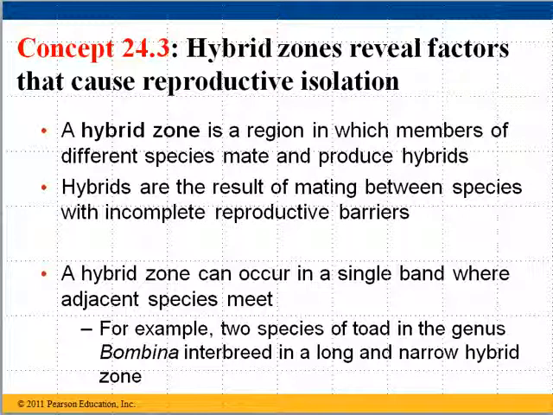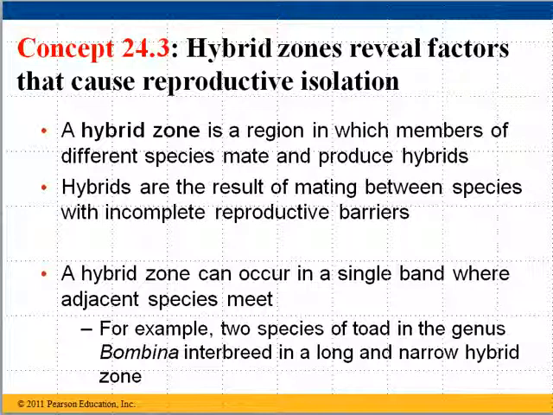So this means that there are barriers, and these are two separate species, but whatever that reproductive barrier is, whether it's biological or geographical, is not complete. So you have some overlapping portions here. This would be some of the gray areas that we were talking about. So a hybrid zone can occur in a single band where adjacent species meet. Oftentimes you have a line, basically, that you might consider a no man's land between the two species.